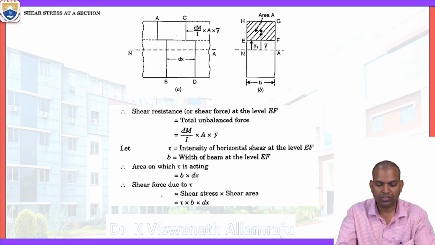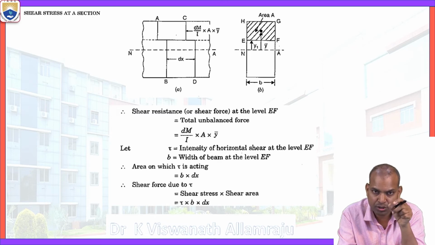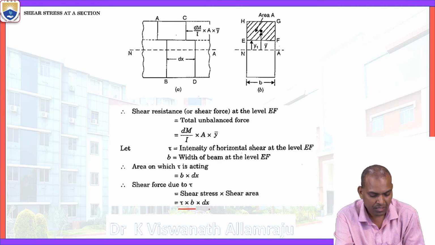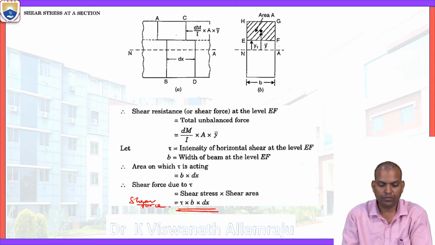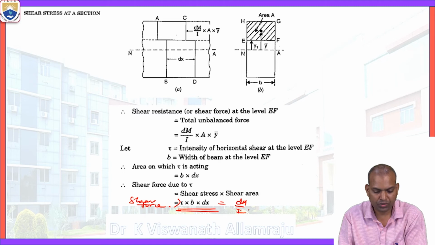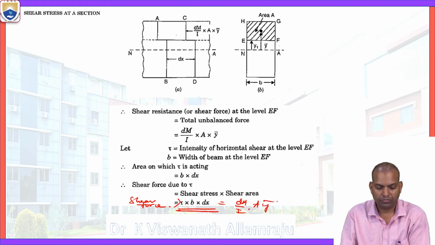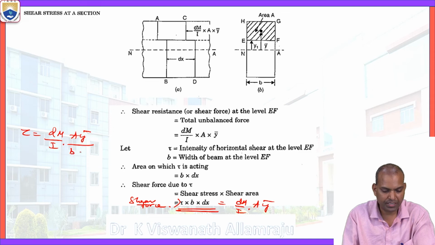Now this unbalanced force is causing shear, that is a shear resistance at the level EF. What is the shear force? That means shear stress times area. What is that area? The length is dx and the width is b. So shear stress tau times b dx is the shear force. This shear force, or shear resistance, is equal to the unbalanced force. Tau into b dx equals dM by I times A y bar. Now we want the shear stress, so tau equals dM by I times A y bar by b dx.